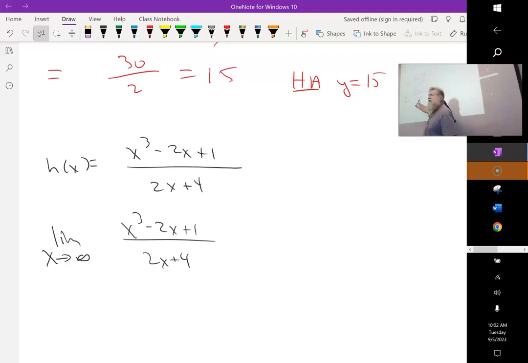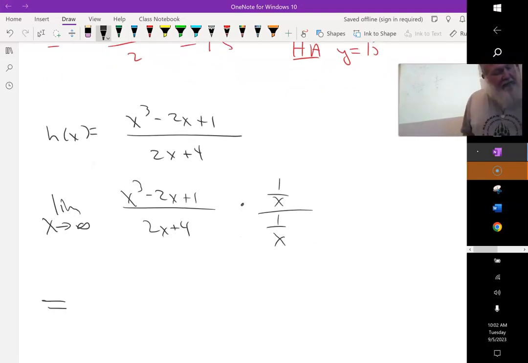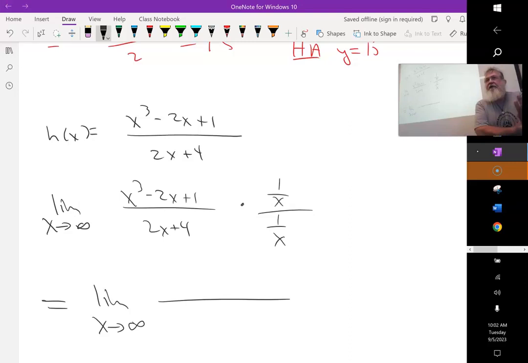So I want to get rid of this x here. What am I going to do? I'm going to multiply by 1 over x, 1 over x. Because I do not want to get division by 0 in the denominator. So in the numerator, what happens? Well, distribute through there. Go ahead and distribute through the numerator for me, and distribute through the denominator for me.